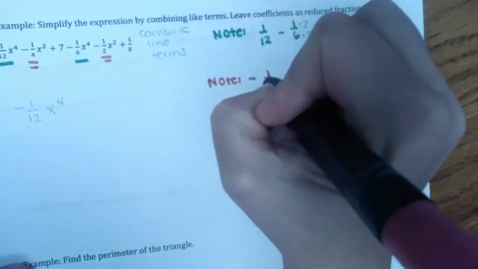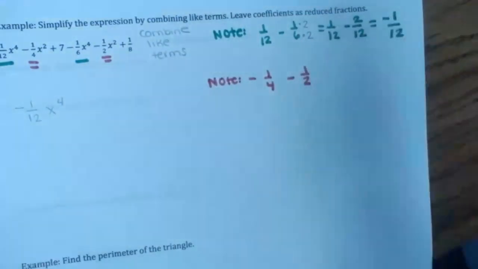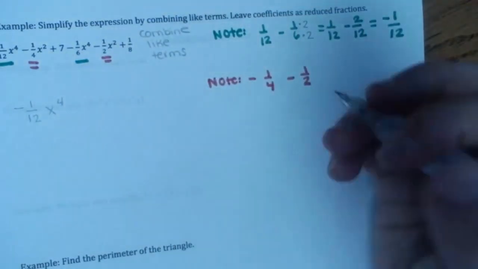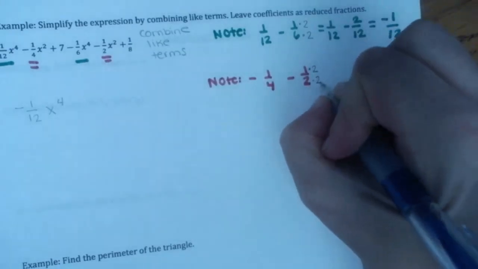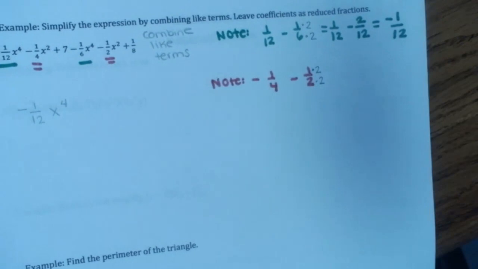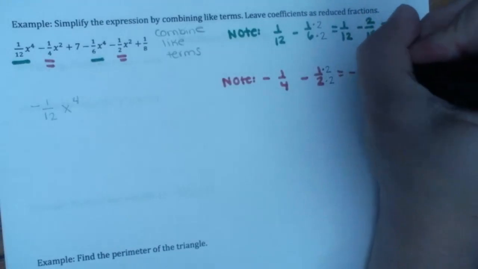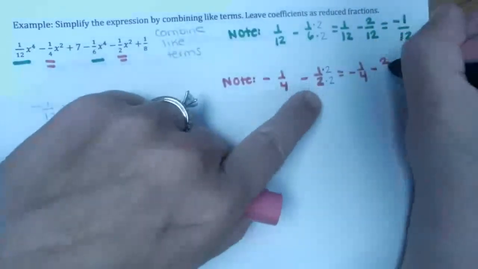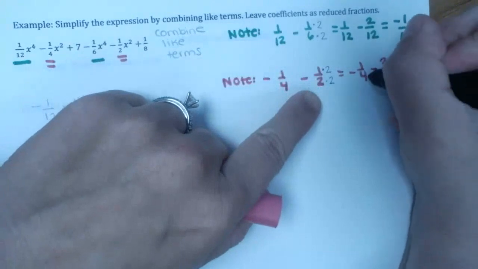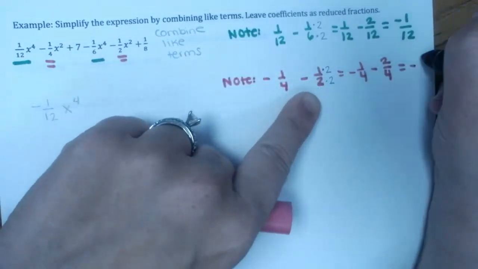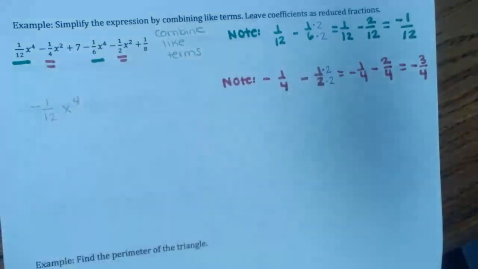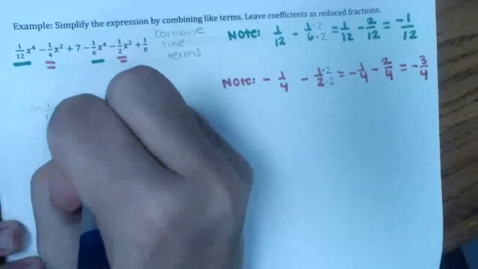All right, next one. I have negative 1/4 x squared minus 1/2 x squared. So side note, negative 1/4 minus 1/2. I need to get a common denominator. My denominator here would be 4. My LCD would be 4. First one's already 4, so that's good to go. Second fraction, I can multiply the top and the bottom by 2 to make that into fourths. So negative 1/4 minus 1/2 will turn into 2/4. So negative 1/4 minus 2/4 would give us negative 3/4. So we have negative 3 over 4 x squared.